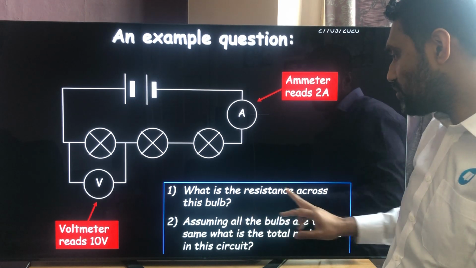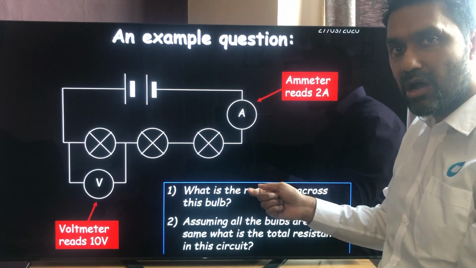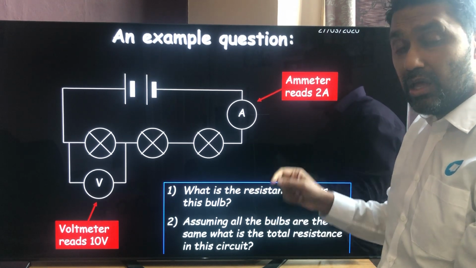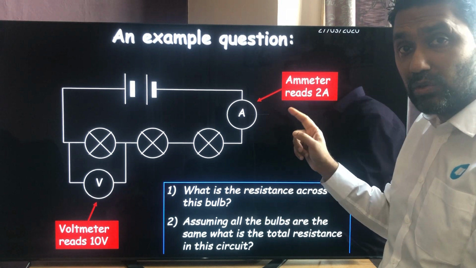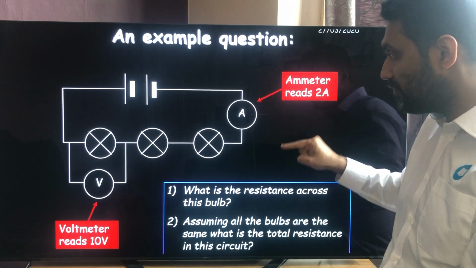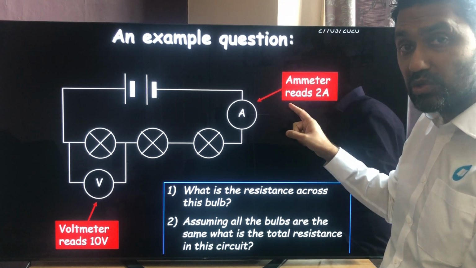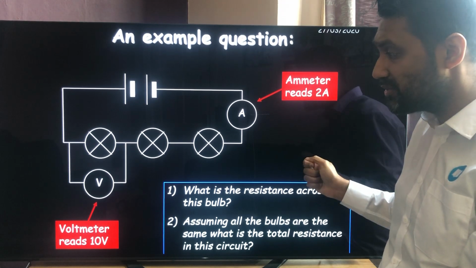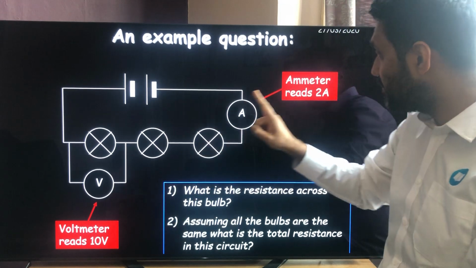What is the resistance across this bulb? Well, remember the resistance? V equals IR. Remember the starter? V equals IR. So voltage is current times resistance. Therefore, if I rearrange it, remember my formula triangle, V is at the top, IR. So I'll cover up the R. It's V over I. So the voltage divided by the current gives me the resistance. So resistance is voltage divided by the current.